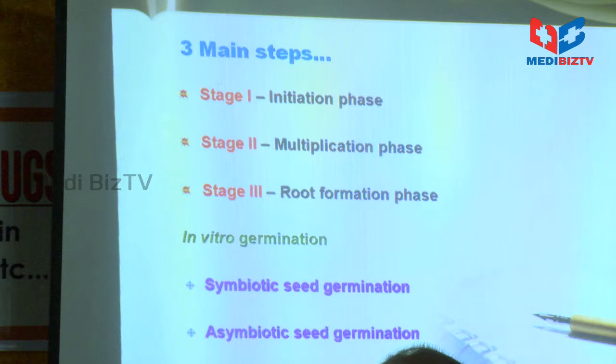And stage 3 is the root formation phase. Auxins play an important role in the root formation phase, and some of the auxins such as NAA, IAA, and IBA play an important role in this phase.